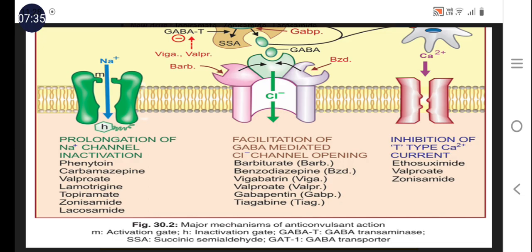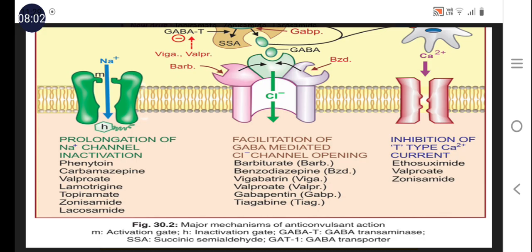So the level of the GABA must increase in order to give relaxation to the brain. Drugs like barbiturate, benzodiazepine, then vigabatrin, valproate, gabapentin, tiagabine, all these drugs facilitate the action of the GABA. Barbiturate and benzodiazepine class drugs are used as sedative hypnotic drugs.